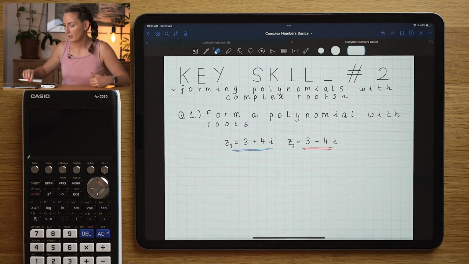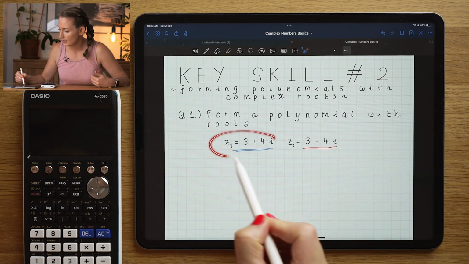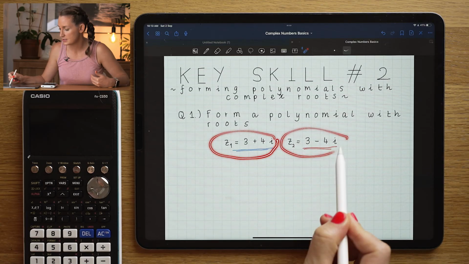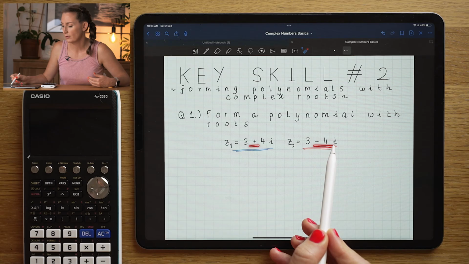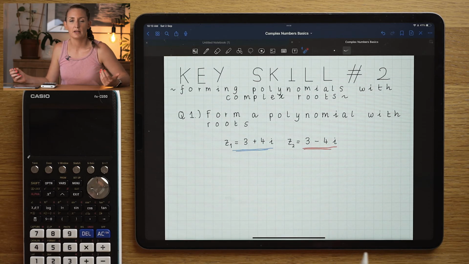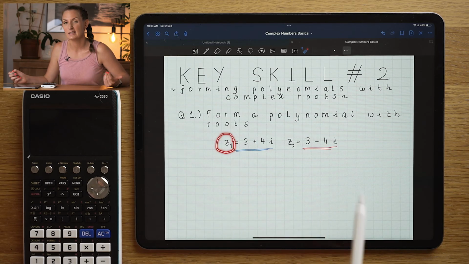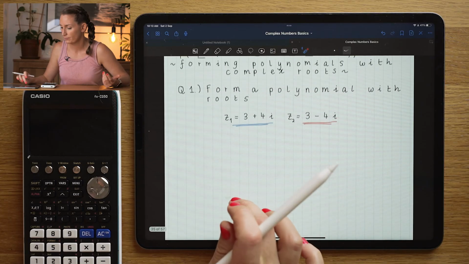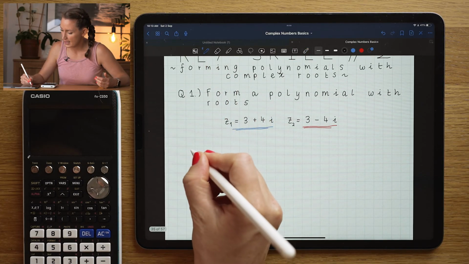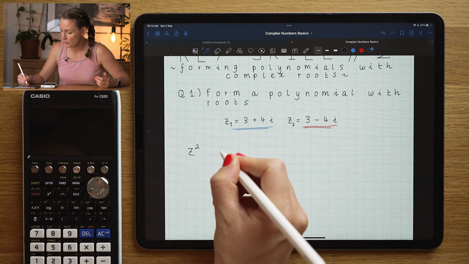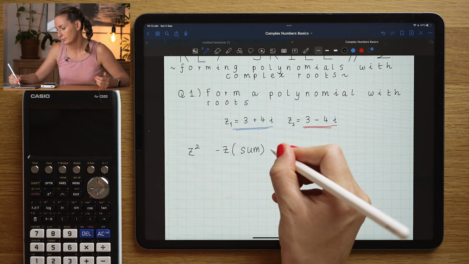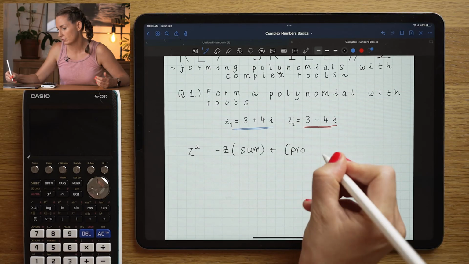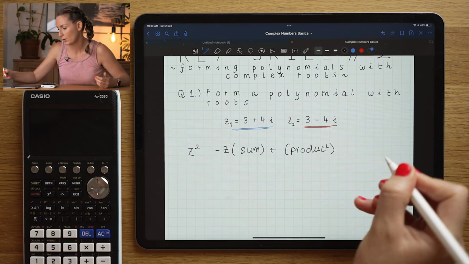So now first question, we've been given two roots, Z1 and Z2. It's important to notice that they occur in conjugate pairs. That's going to be useful later on. Generally speaking, with complex numbers, we often use the letter Z instead of X, but don't let that throw you. So we're going to use the formula that says Z squared minus Z times the sum of the roots plus the product of the roots is how we can find the quadratic equation.